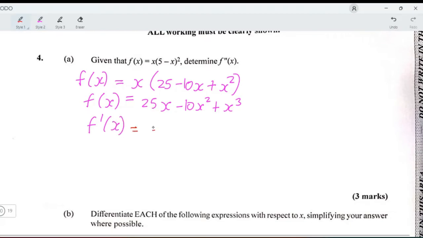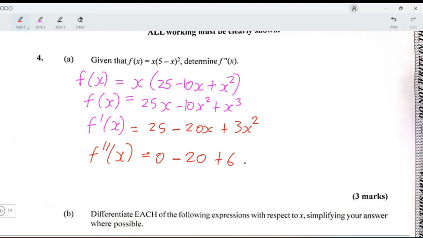So now I can go ahead and find f prime of x, and f prime of x would be 25 minus 2 times 10 is 20x. And then carry down the power, subtract 1 from the power, that's 3x squared. So now f double prime of x, when I differentiate a constant, I get 0, minus differentiate 20x, I get 20. Then I differentiate 3x squared, I get plus 6x. So now I finish. f double prime of x is equal to 6x minus 20. That's your answer.